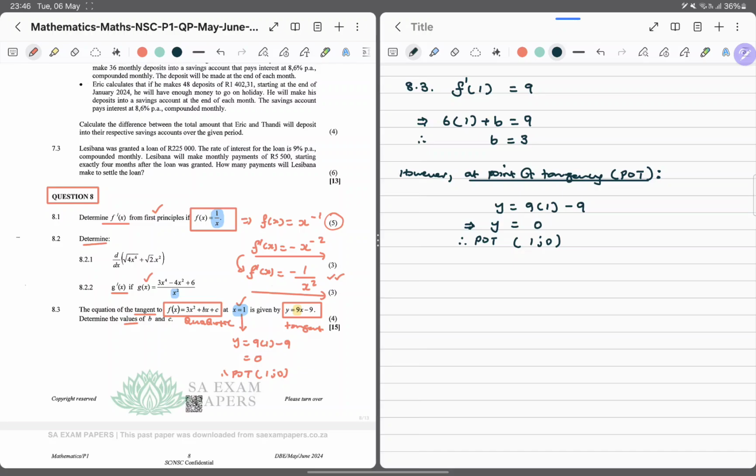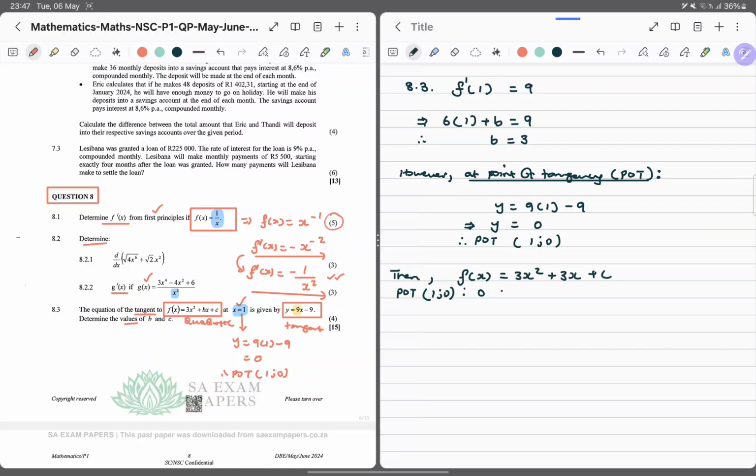All right, okay. So once we have done this, we can safely say then, what do we know? We know that our f of x is equal to 3x squared plus 3x, we found b to be 3, plus c. Then we say with our point that we have found now, I'll try to write better. Sometimes my writing is not on point, so this is 1 and 0.